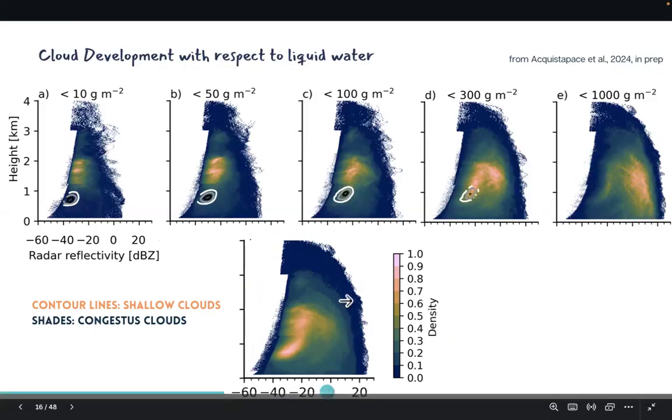So if we look at that in the cumulative, so the total pixels altogether, you can really see this adiabatic evolution of the shallow clouds in the lower part. And then you can see the upper part that grows with reflectivity. And then you can see the part of precipitation to the right of that.